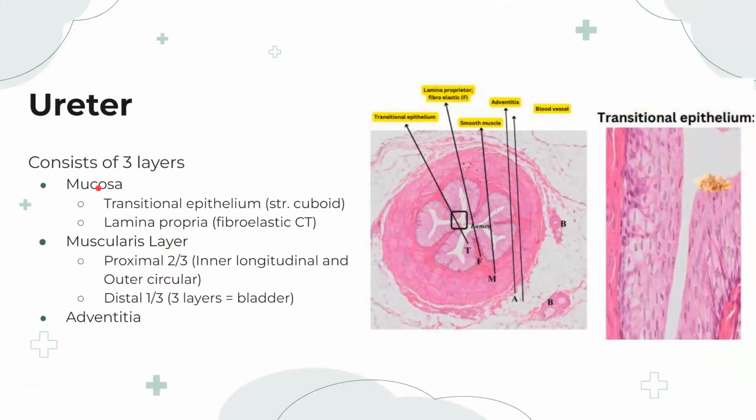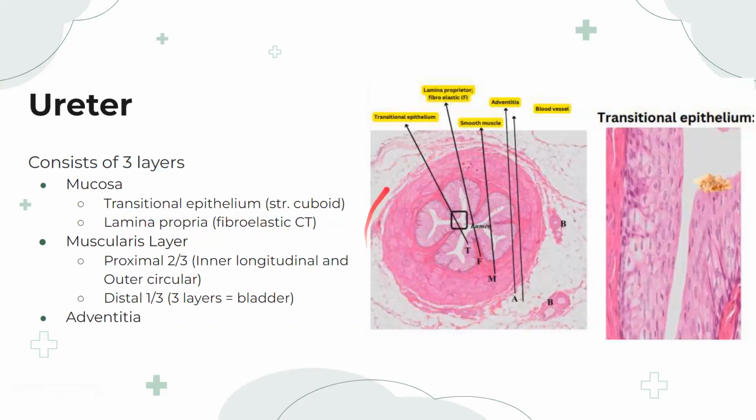The mucosa consists of transitional epithelium, which is stratified cuboid. Everywhere they mention transitional epithelium, it's always going to be stratified cuboid. Next we have the lamina propria, which is fibroelastic connective tissue. Let's look at it over here. This portion, lighter pink color, labeled with a T, is the transitional epithelium. The part labeled F, the light pink part around this flower-like petal structure, would be the fibroelastic connective tissue. This part labeled M is the muscularis layer, and then A all around is the adventitia.